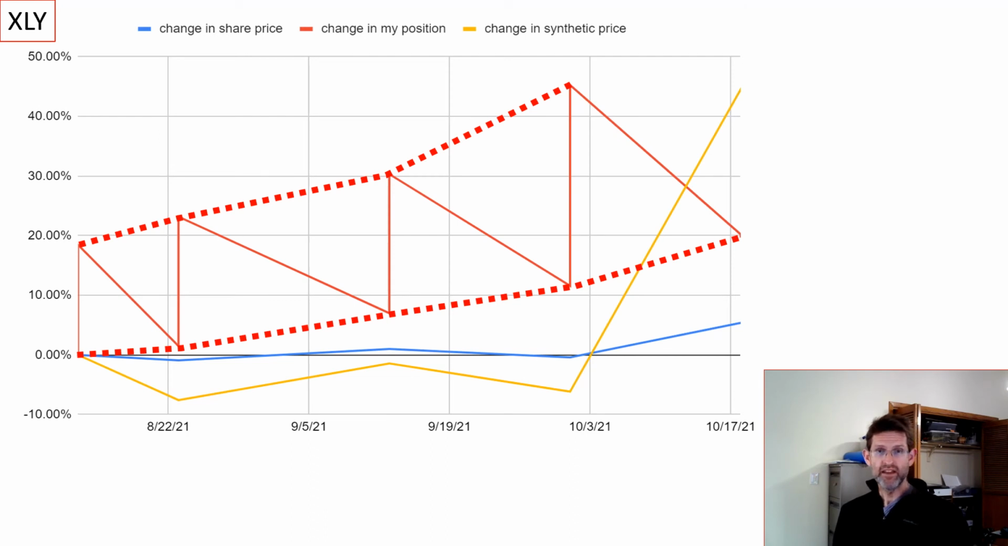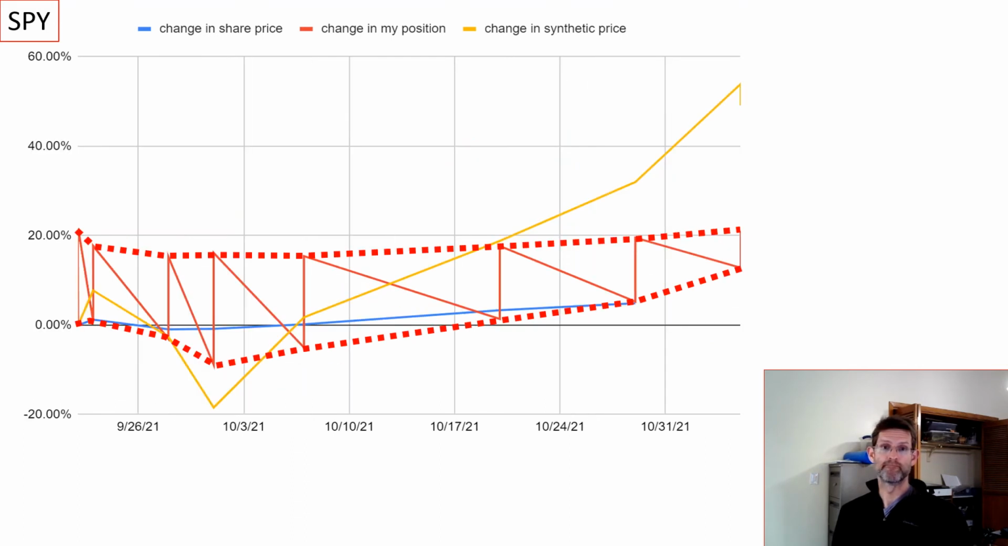Here's XLY, the consumer discretionary ETF. It's worked very well. The share price was mainly flat, but the premiums collected on the covered calls were sufficient to give me an edge. So lately the stock price went up fast, so the leap rose strongly in price, but I've kept up with it. I'm up about 40% over this 2-month period.